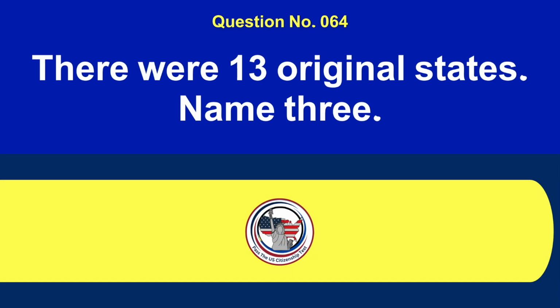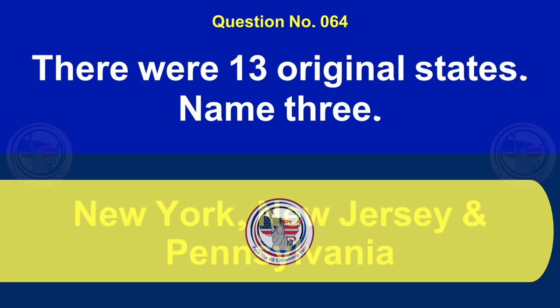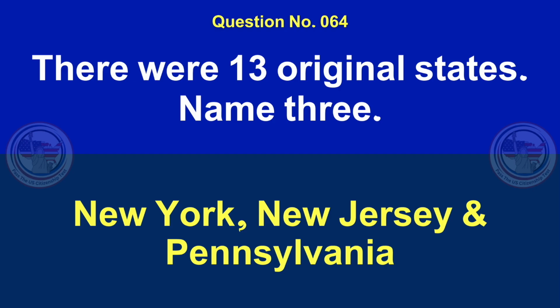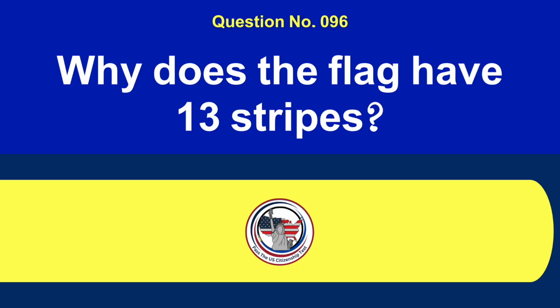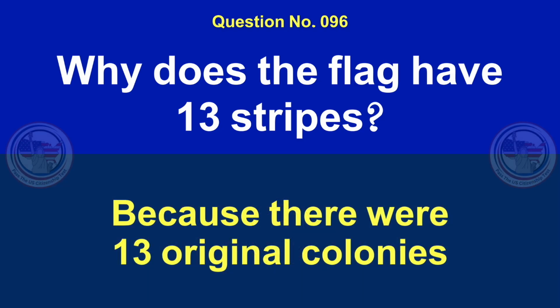There were 13 original states. Name 3. New York, New Jersey, and Pennsylvania. Why does the flag have 13 stripes? Because there were 13 original colonies.